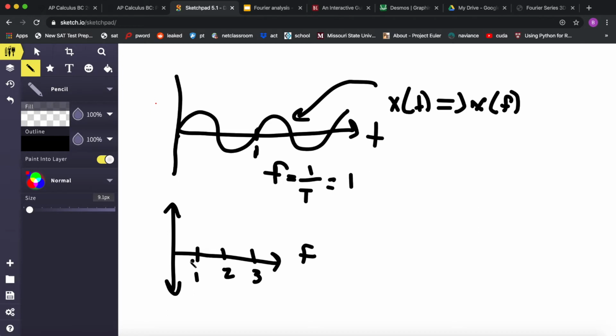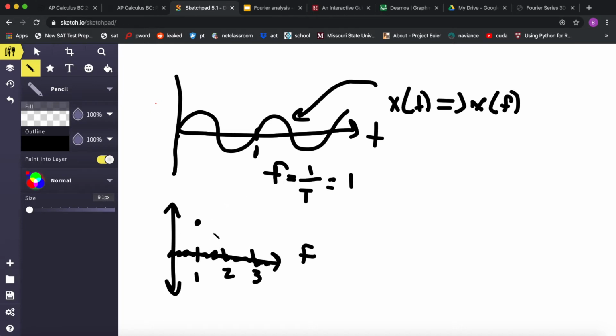It's only 1 hertz, so there's nothing from 0 all the way up to right before 1. At 1, there is the frequency of 1 hertz, so yes, there is. Is there a frequency of 2 hertz? No. Frequency of 3 hertz? No. It's only made by one frequency. Essentially, we have just decomposed this very simple graph, this very simple wave, into its frequencies.